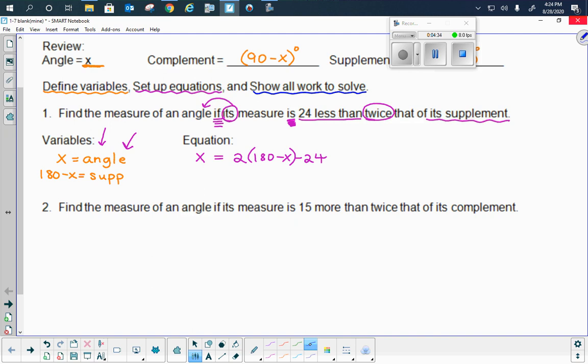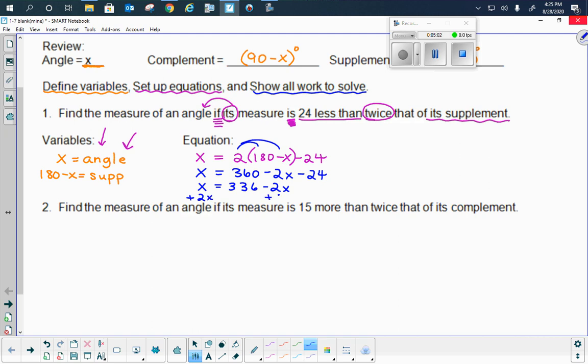And then the last part in blue now says show all of your work and solve. All right, so we'll go on our merry way. I see on the right side I'm going to go ahead and distribute. So I'm going to have 360 minus 2x minus that 24. I'll combine like terms first. So 360 minus 24 is 336 minus 2x. I'm going to add 2x to both sides.